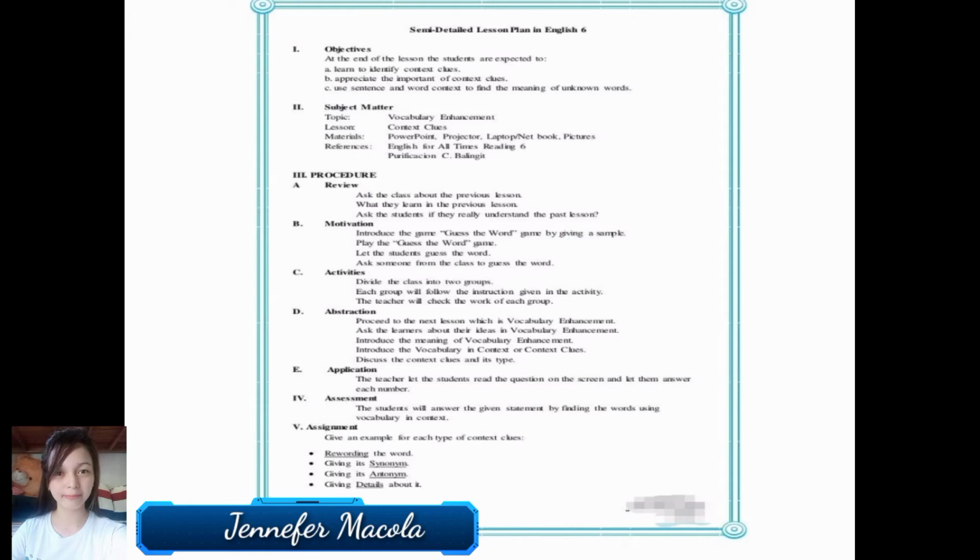The difference between a detailed lesson plan and a semi-detailed lesson plan is that the detailed lesson plan is detailed from daily routines to lesson proper, conversation, and question and answer between the teacher and students. But the semi-detailed lesson plan contains only the procedure or steps to be used in the lesson proper.